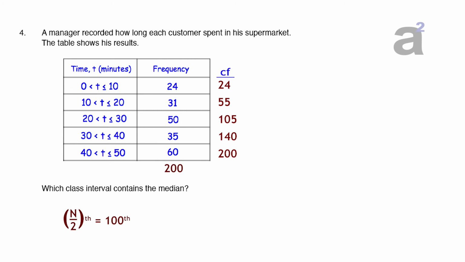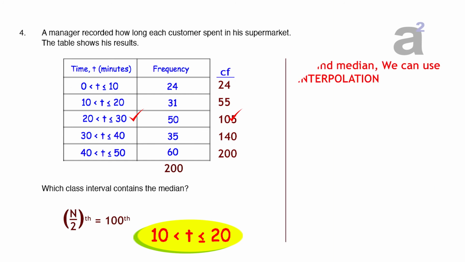This 100th and 101st, they are coming in the third line. So 105 is the cumulative frequency, because from 56th till 105, it is coming in the third line. So the group is 20 to 30. In this, the question is not asking for the median, but I'll explain how to find the median. The method is called the interpolation method.